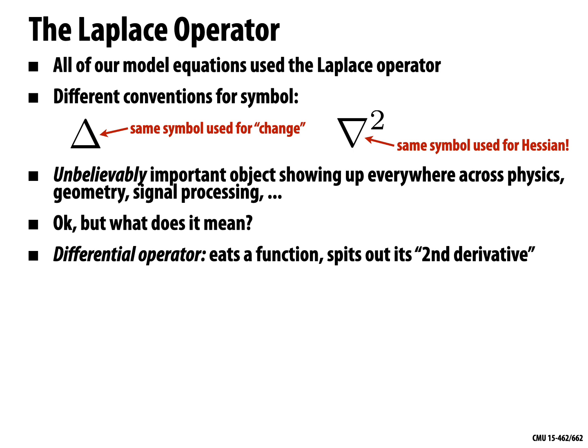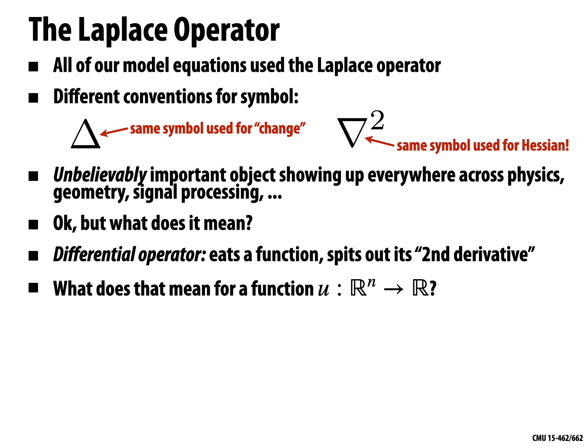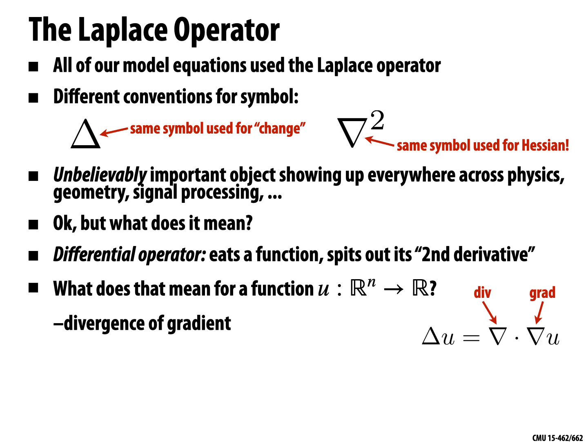So in particular, let's consider a function u from R^n to R. How can we write down the Laplacian? Well, one way is we can say the Laplacian of u is the divergence of the gradient of u. So we first look at the vector field that tells us what's the direction of steepest increase of u. That vector field has a divergence. We take that divergence and get the Laplacian.